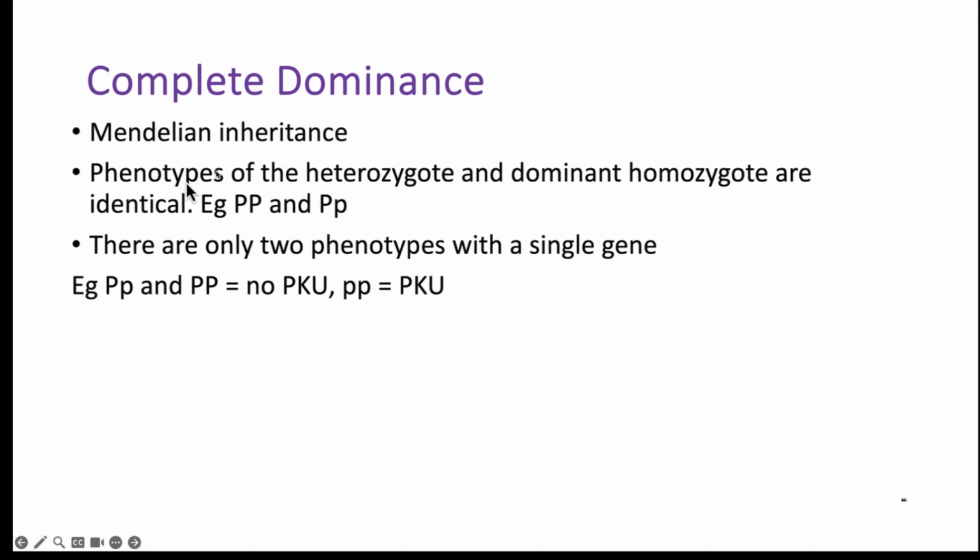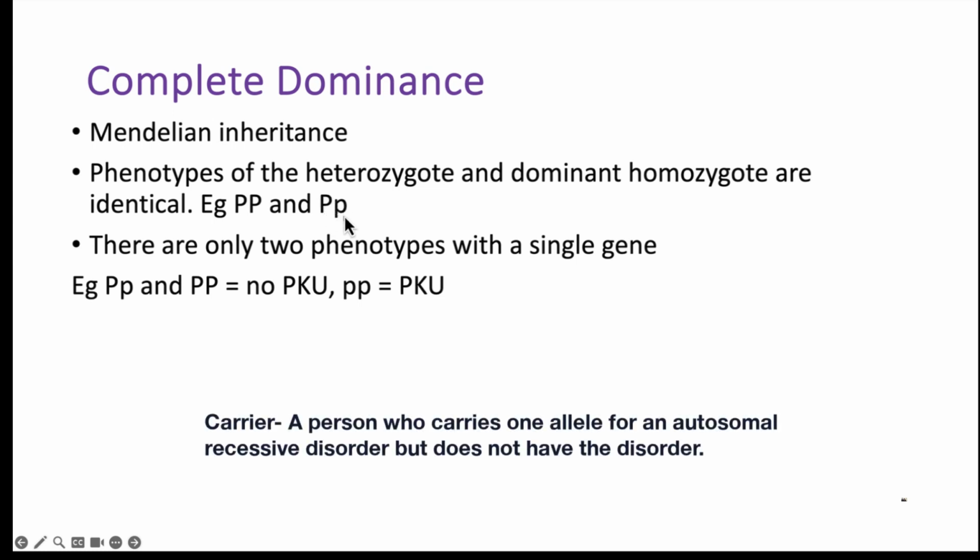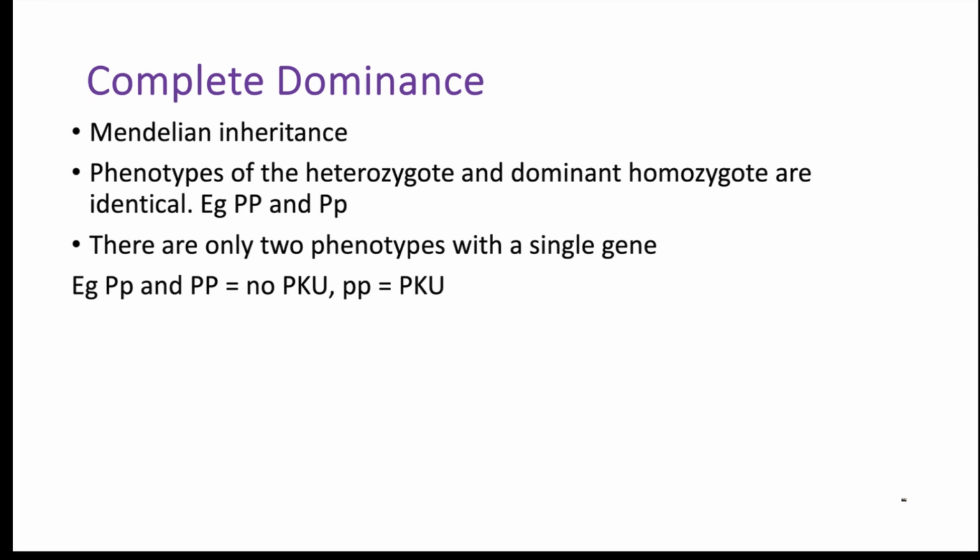So the phenotypes for the heterozygous, capital P, lowercase p, and the dominant homozygote, capital P, capital P, are identical. No PKU. The phenotype is no PKU. There's one difference, though, of course, which is that this one here is a carrier. It's a carrier of the lowercase defective PKU gene. This person won't experience PKU, but they are a carrier and they can pass on that recessive gene to their offspring. So that's complete dominance, and that's what we've been talking about so far.